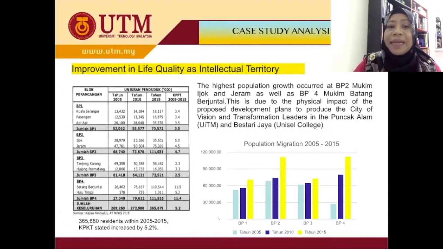Therefore, we can see the improvement of life quality as the intellectual territory, with growth occurring in Mukim Ijok and Jeram, which fall under Puncak Alam as well, and Mukim Bandar Baru Berjuntai. This is because of the physical impact of the proposed development plans to produce the city of visions and transformation leaders in Puncak Alam for UITM, and Bestari Jaya for Unicel College.